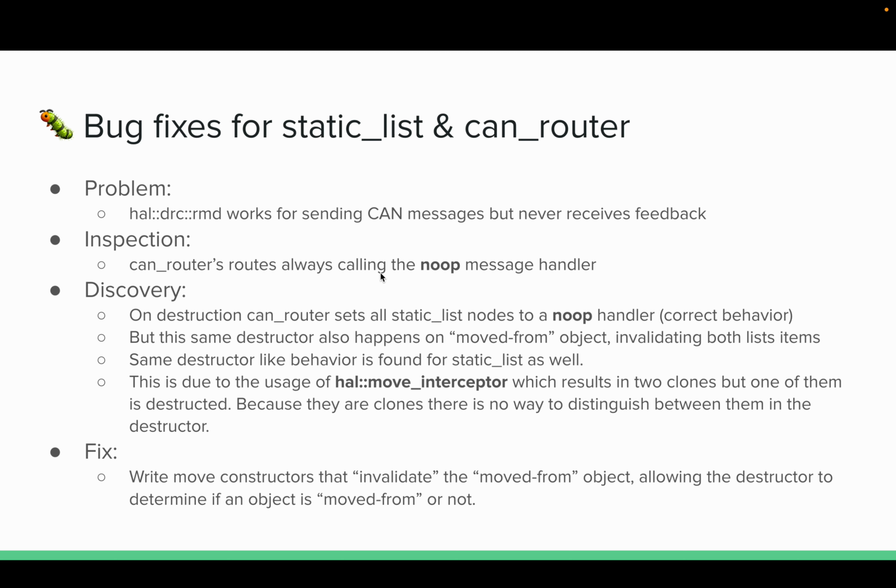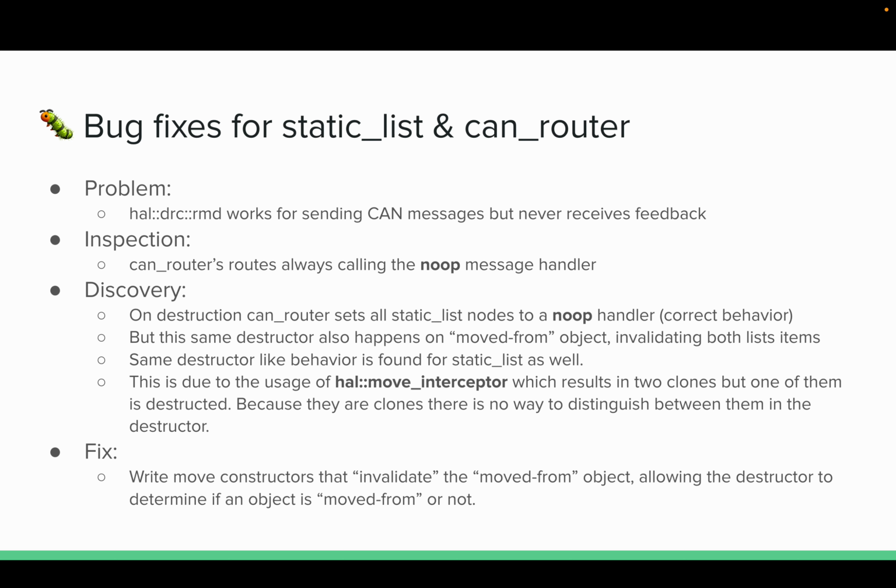But yeah, we have bug fixes for static list and CAN router. So the problem we discovered is that with the DRC RMD smart motor, you could send messages to it and control it, but you couldn't receive any feedback. After some inspection, we found that the CAN router was routing all of the messages to a no-op handler. It was still working as intended. The interrupt from CAN was being fired, and it was running the CAN router's handler. But when it would go in there, the route object specifically would just call a no-op, which isn't correct. It should be calling the RMD specific handler.